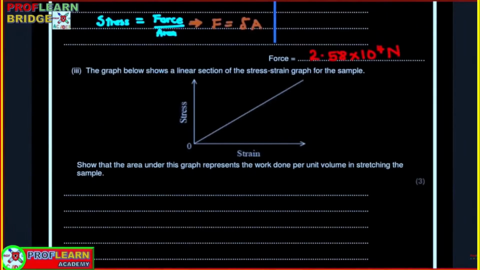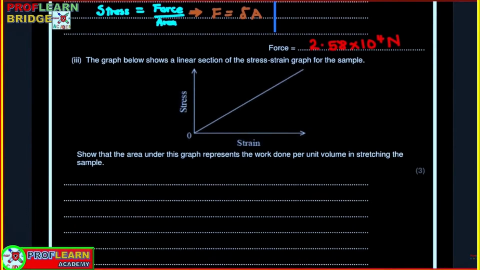Moving down, the graph shows a linear section of a stress strain graph for the sample, and then we are told to show that the area under the graph represents the work done per unit volume of the stretching object. Now first we know that area of this is actually a half base times height. So we can say now area is equal to a half base times height, but our base is going to be the strain and our height is going to be the stress.